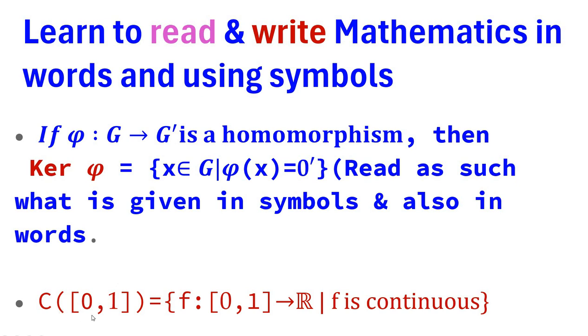C of closed interval [0, 1] is nothing but the set of all real valued continuous functions defined on the closed interval [0, 1]. So in symbols, you must be able to visualize this when it is read in words or when it is spelled out in words.